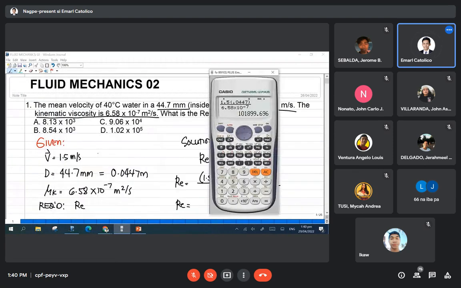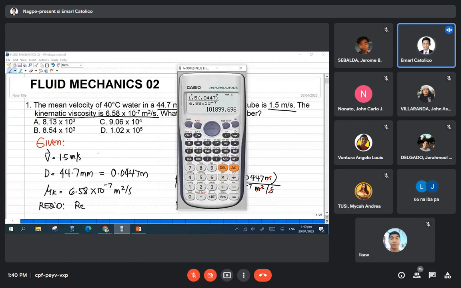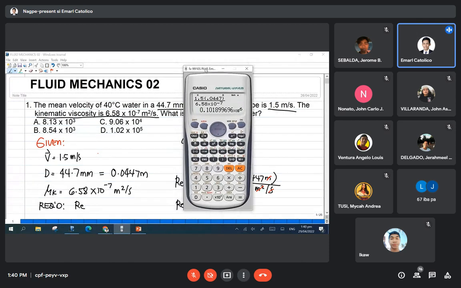Okay. So naka-exponent yung ating choices. Press natin yung eng. 101,899. So press natin ulit yung eng. Shift eng, shift eng. Okay. So pag nag-eng kayo, ang raise ng power mo is raised to 3, raised to 6, raised to 9. No? So divisible by 3. Iurong mo na lang ng isang decimal place. So yung sagot dito is letter D, 1.02 times 10 raised to 5.